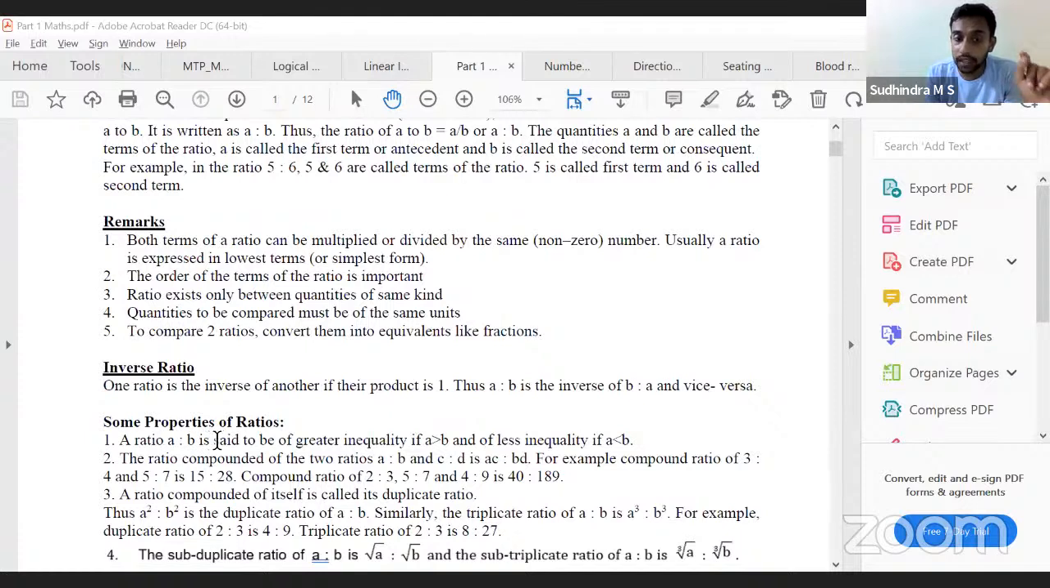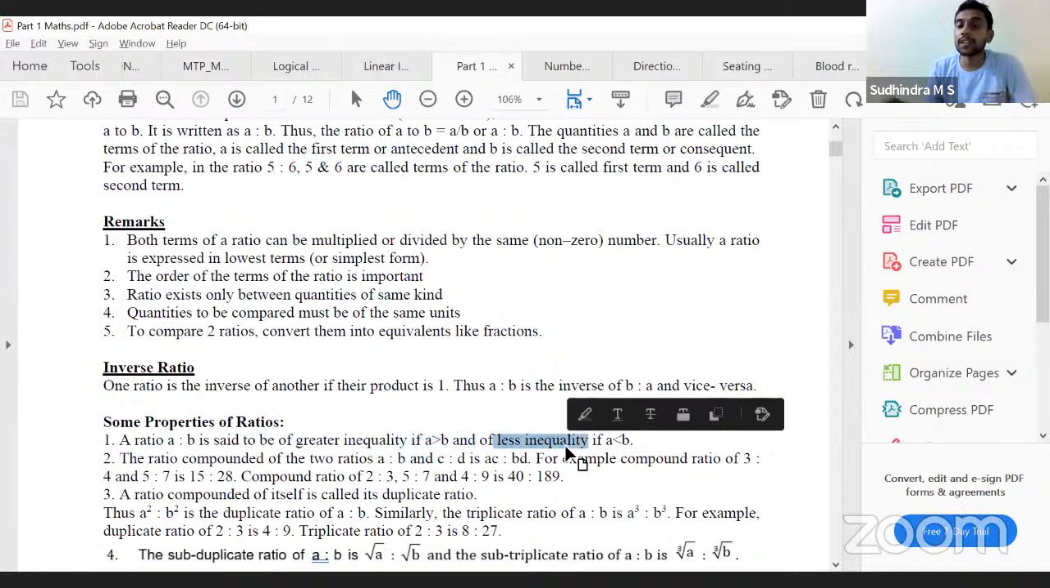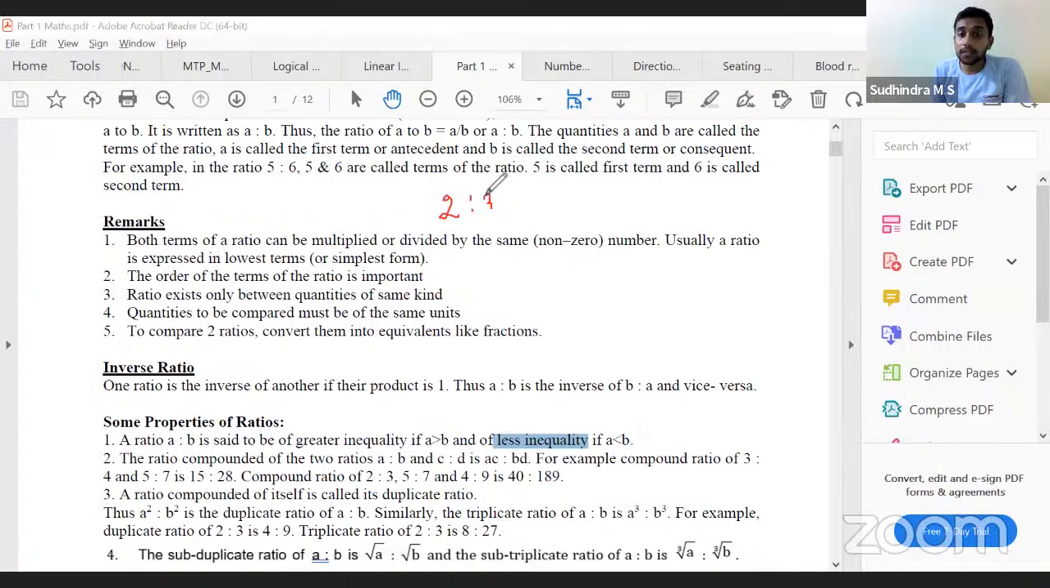Ratio A:B is said to be of greater inequality if A is greater than B, and of less inequality if A is less than B. Simple. If the ratio is 2:3, then we call this ratio less inequality. Why? Because the first term is lesser than the second term. If the ratio is 3:2, we call it greater inequality. Why? Because the first term is greater than the second term. That's all. If the first term is lesser than the second term, it is lesser inequality. If the first term is greater than the second term, greater inequality.